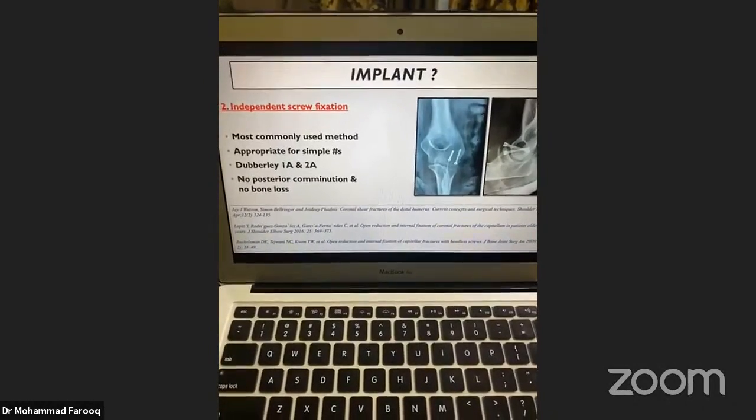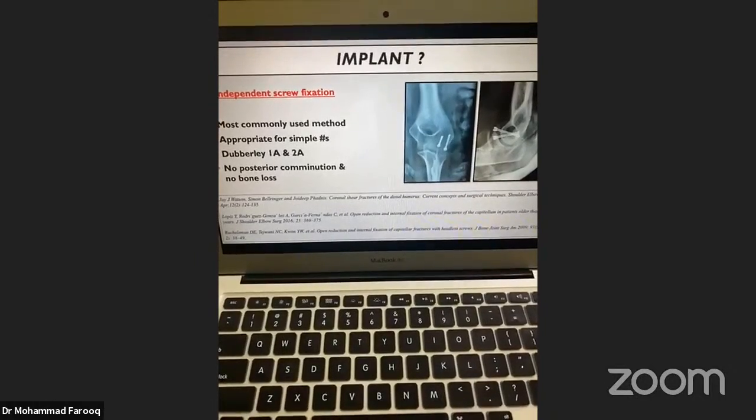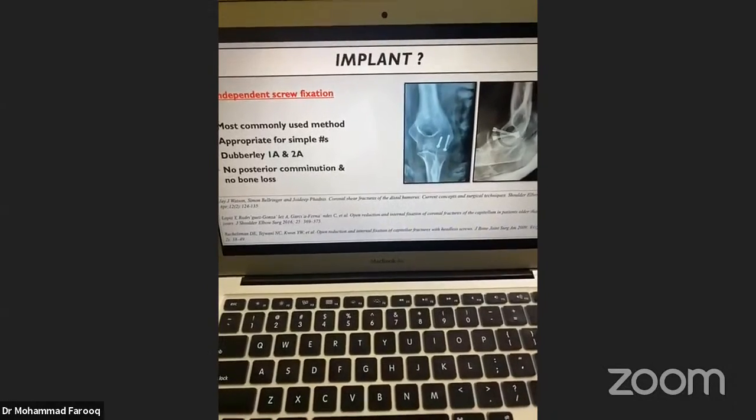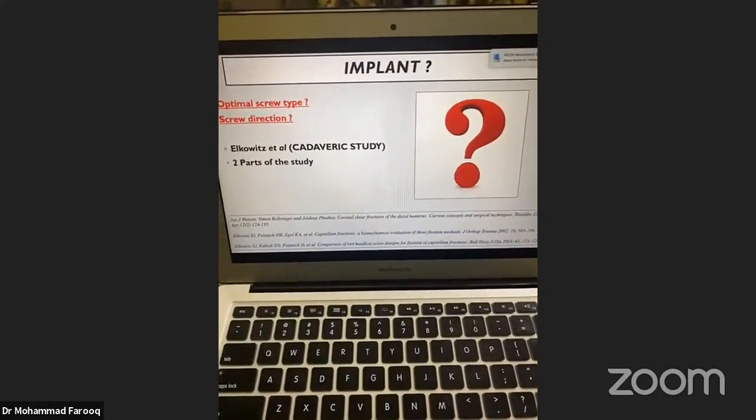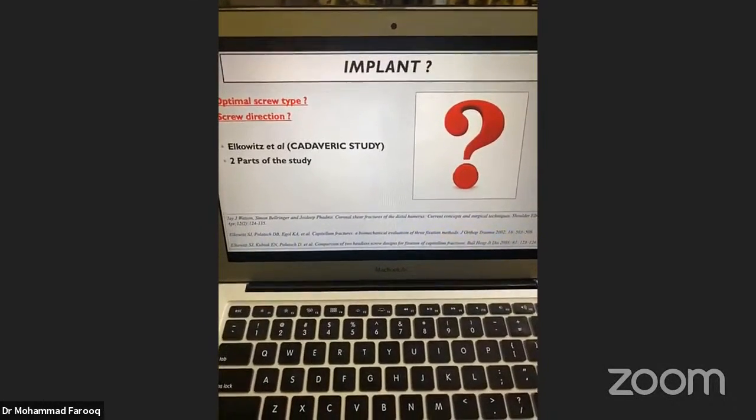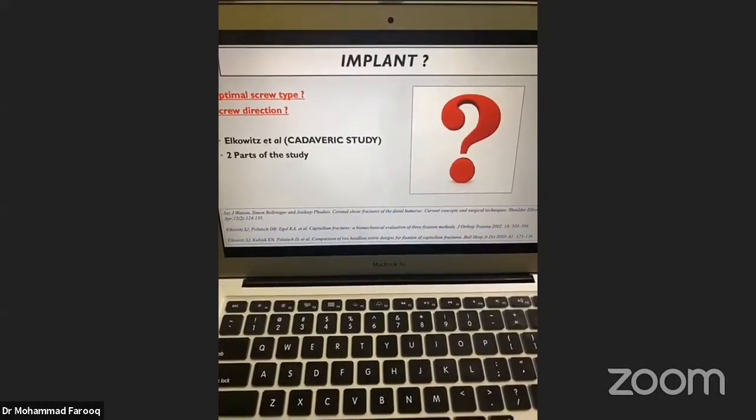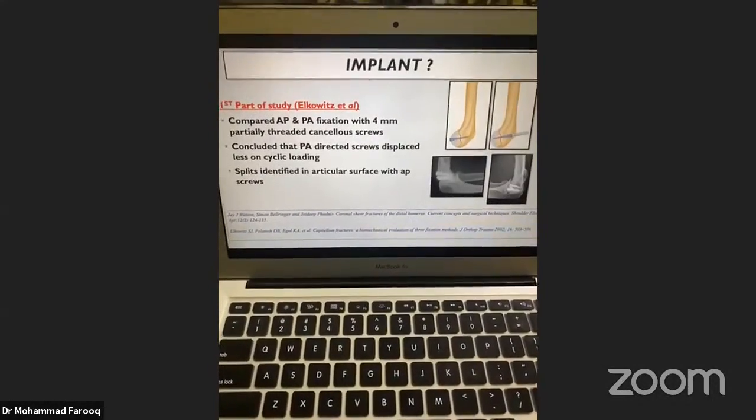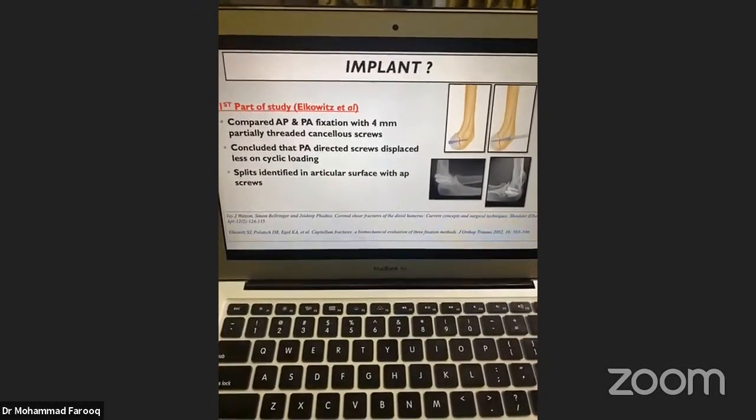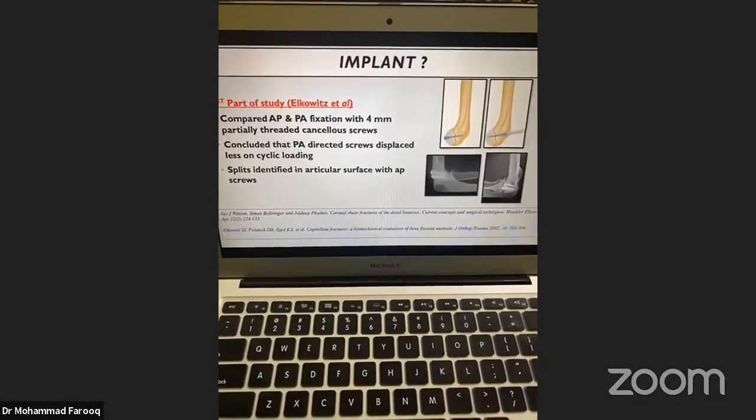Independent screw fixation is the most commonly used method, and this is appropriate for simpler fractures, Dubberley type 1A and type 2, where there is no posterior comminution or bone loss. But there is scanty literature on the use of optimal screw types and screw directions. Elgafy did a cadaveric study in two parts, comparing AP and PA fixation with 4 mm partially threaded cancellous screws, and concluded that PA directed screws displaced less on cyclic loading.